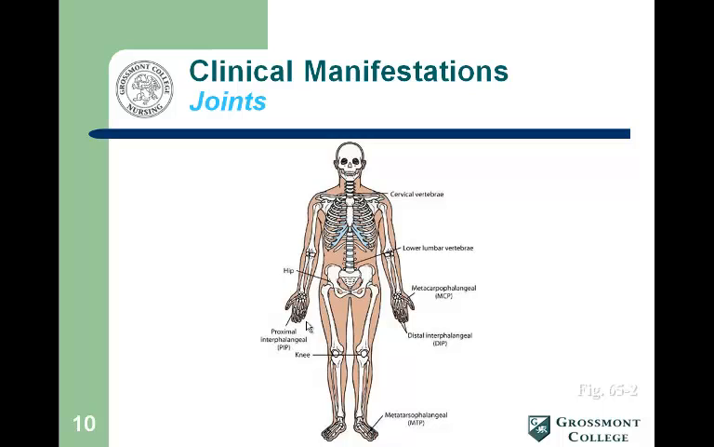So this just shows some of the joints that are most affected. And again, with osteo, we generally think of that in the larger joints, the weight-bearing joints, so the spine, hips, and knees especially, but it can be anywhere also.